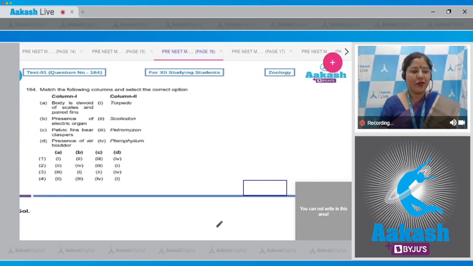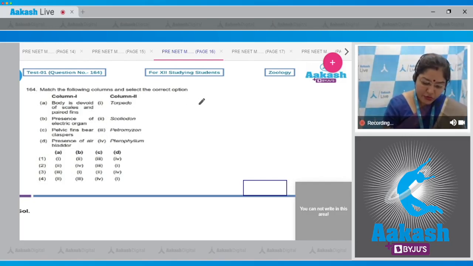Question number 164, match the following columns and select the correct option. A, body is devoid of scales and paired fins. Scales and paired fins are absent in cyclostomes. An example of cyclostome is petromyzon. So A matches with 3.